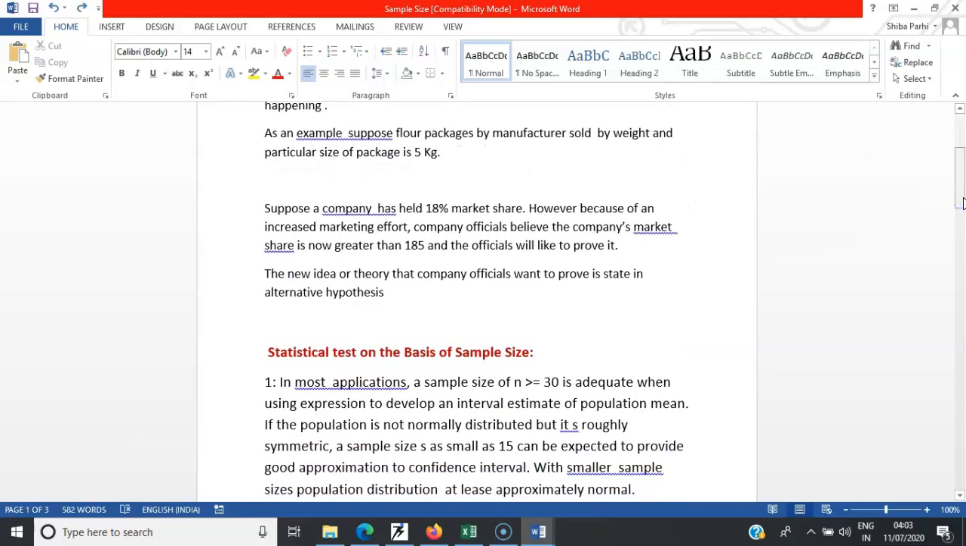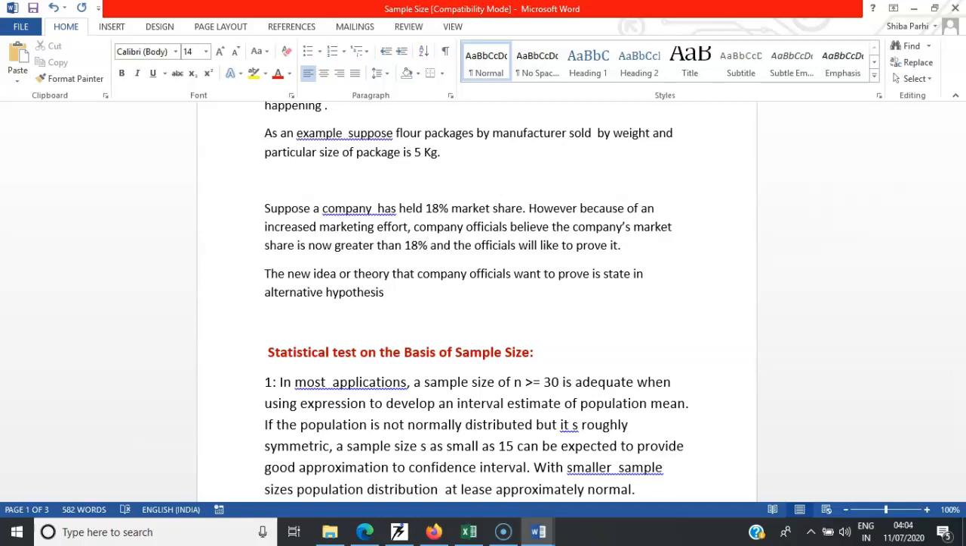Suppose a company has held an 18% market share. However, because of increased marketing effort, the company believes that its market share is greater than 18 percent, and the officials will look to prove it. So the existing market share is 18 percent. That is the null hypothesis. The alternative hypothesis is that the market share has increased beyond 18 percent, that is, mu is greater than 18 percent. That is what you want to prove.